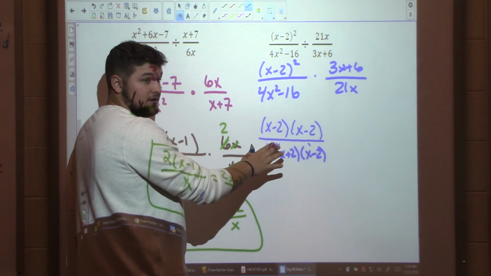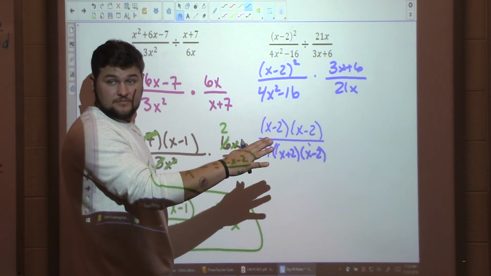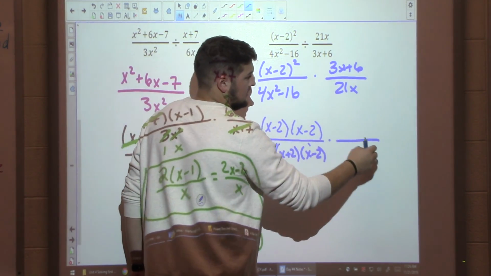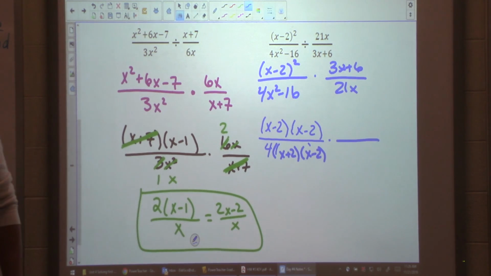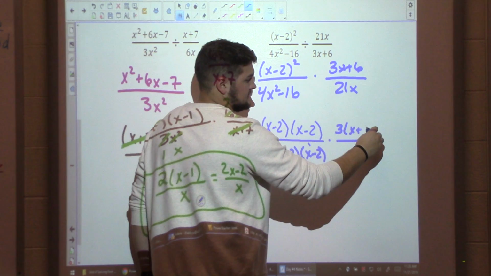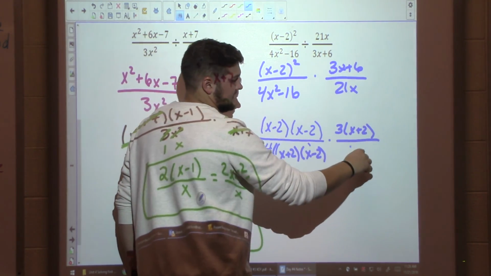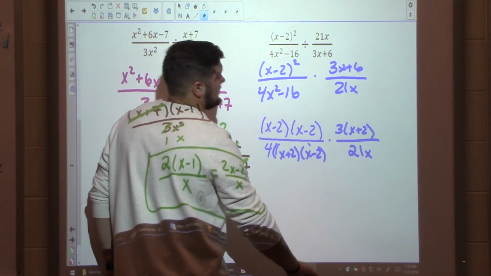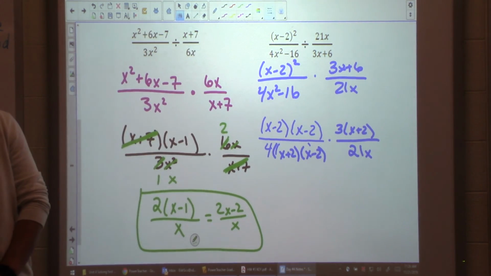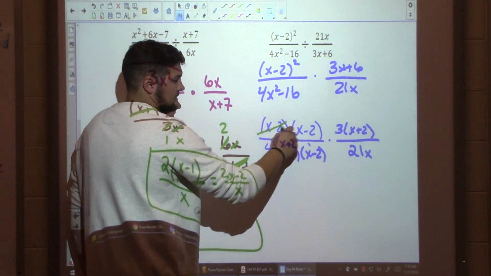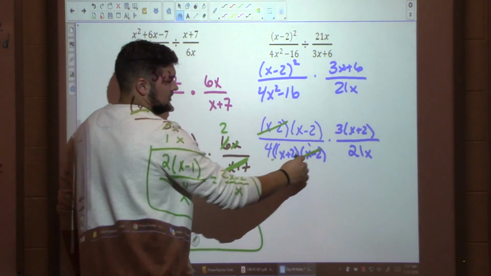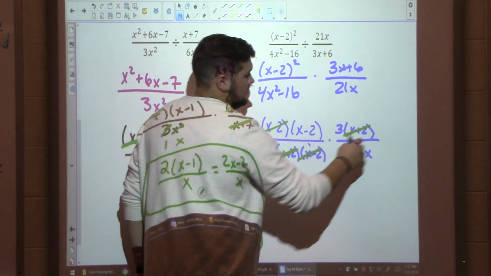Do we all follow me there? Do we all follow that step? Okay. Times 3x plus 6. Factor out a GCF. Factor a 3 out. I get x plus 2. 21x can't factor. Okay, so let's go through now. Let's simplify. x minus 2, numerator, denominator. x plus 2 times this, x plus 2, denominator, numerator.